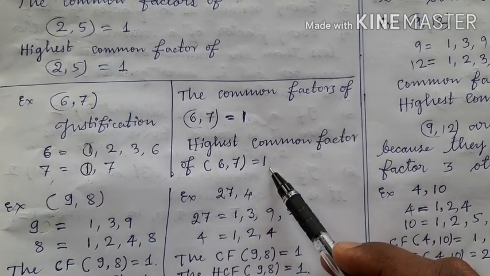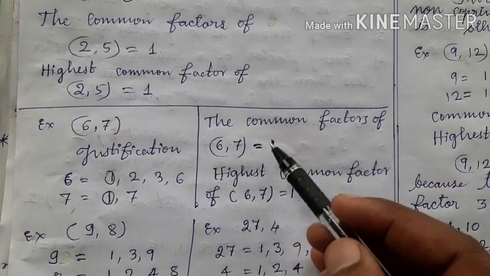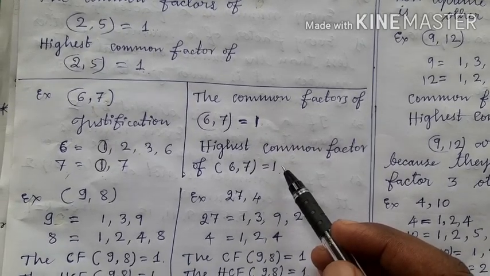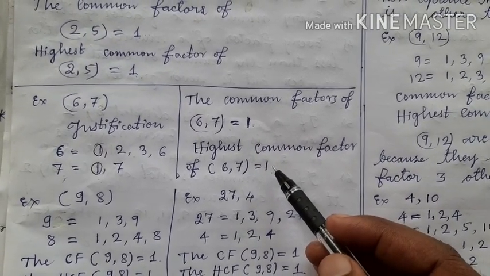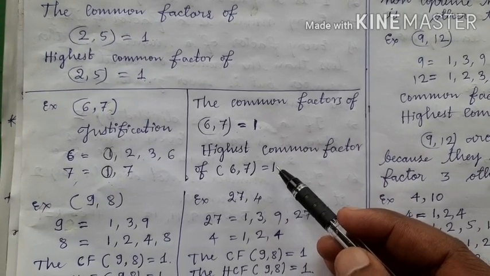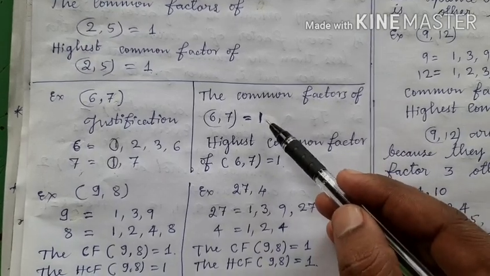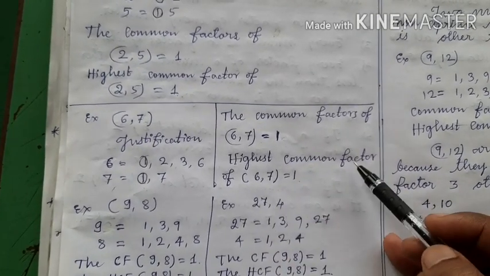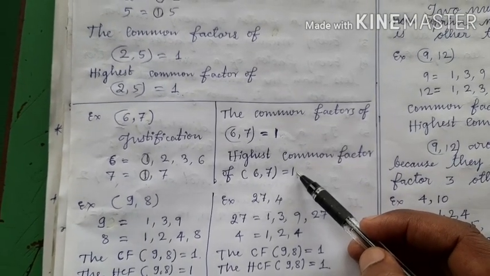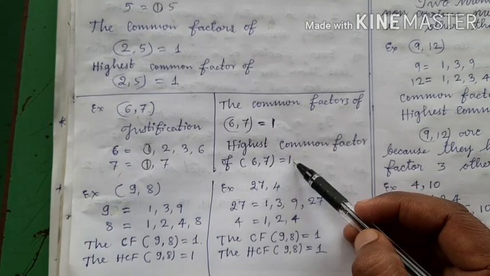So children, if two numbers have their common factor as 1 or their highest common factor as 1, then those numbers are said to be co-prime numbers. Or two numbers are said to be co-prime if they don't have a common factor other than 1, and if you find their HCF, it will also be 1. Such numbers are said to be co-prime numbers. Otherwise, they are non-co-prime numbers.